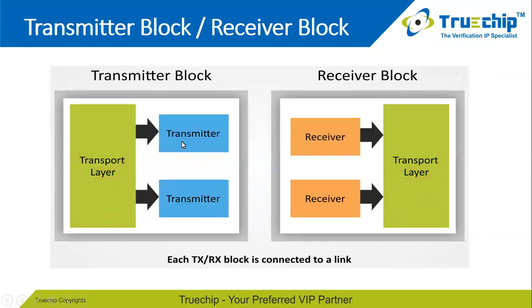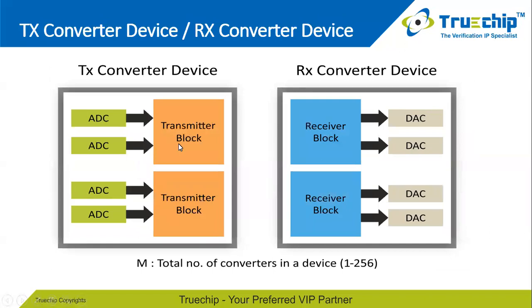Now, a transmitter or receiver block consists of one or more transmitters or receivers along with the transport layer. Each transmitter or receiver block is connected to a link. A converter device consists of one or more transmitter or receiver blocks along with their respective converters, as shown in the figure.